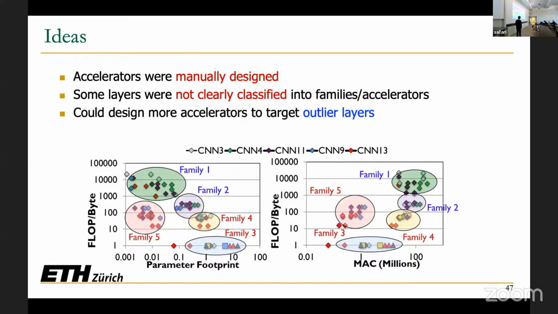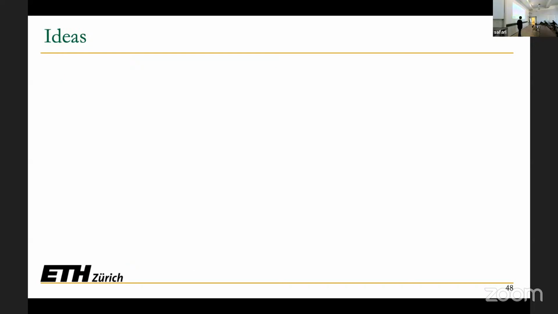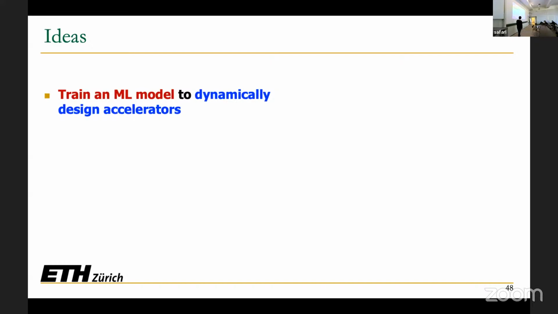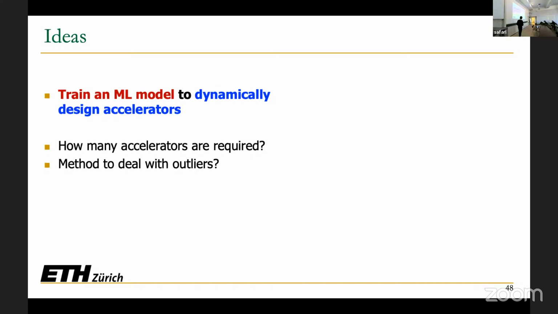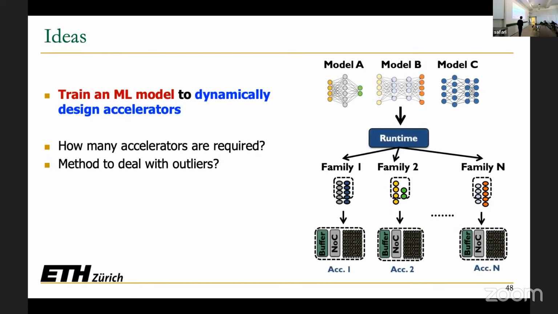And so you deal with some outlier layers, and potentially it's a problem because you can't classify those easily into the separate families. So maybe an approach to fixing this could be to train a machine learning model to dynamically design the accelerators. But how many accelerators would be required? Still not clear. Perhaps it's a hyperparameter that you can use cross-validation to test different amounts of accelerators and find which one's ideal. And how do we deal with the outliers? Still unclear. But as such, a framework could look like this, where instead of having 3 accelerators, there's just n accelerators, and they could be dynamically designed by a machine learning model.